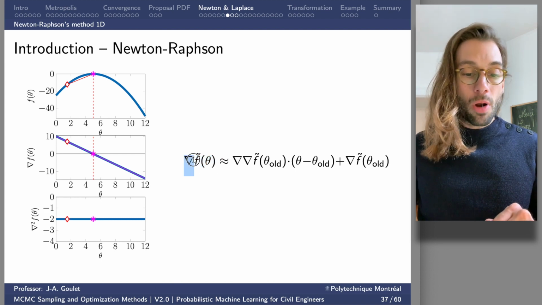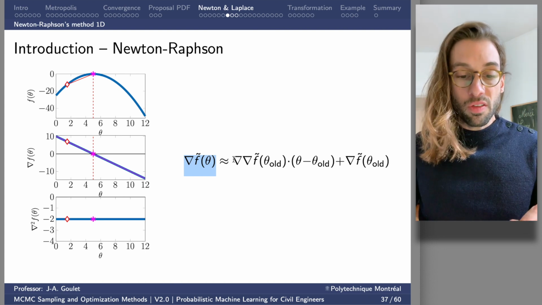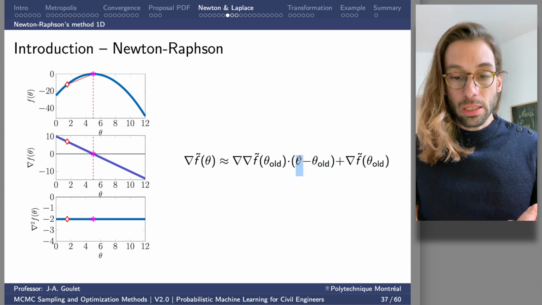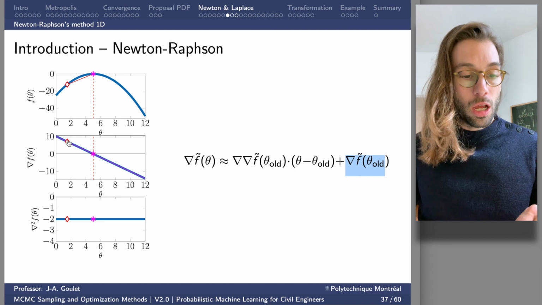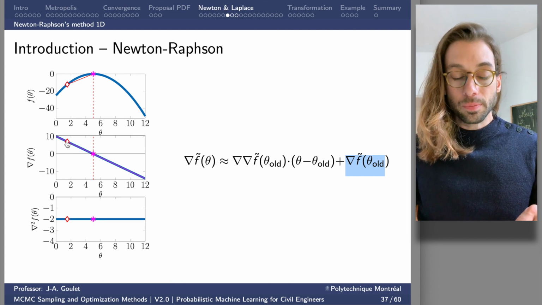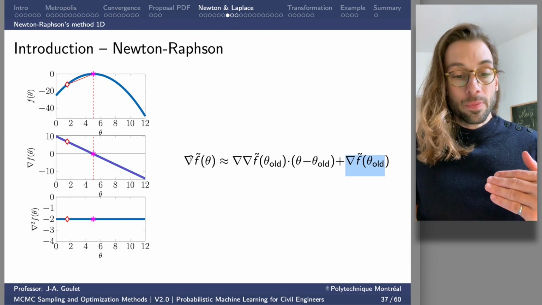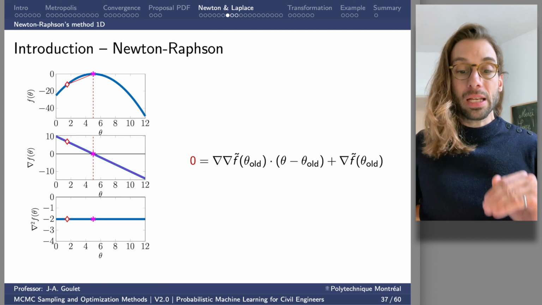So here I'm going to approximate the gradient of my function by a linear function, which is going to be defined by the second order derivative, represented by these two nebulas, times theta minus theta old, where theta is all the possible values of theta in my function, and theta old is my current value of theta, plus the evaluation of my gradient at my current location, okay? So here, what I know is that I can set this gradient equal to 0, because by definition this is where I have my maximum, okay?